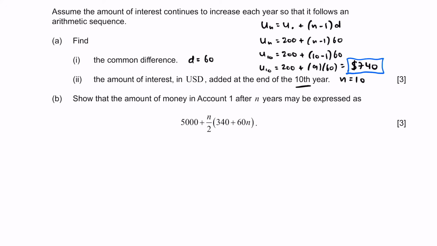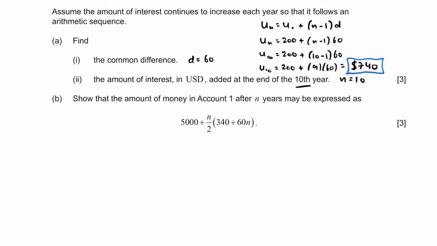Part B: show that the amount of money in account 1 after n years may be expressed as 5,000 plus n over 2, open bracket, 340 plus 60n. So 5,000 plus n over 2 multiplied by (340 plus 60n). All right, so the amount of money that we'll have in the account will be the total amount of money: that initial 5,000 that we invested initially, and then the amount of interest that we earn through time. In this case, we just want to talk about n years, not the first, second, third, fourth, but generally.